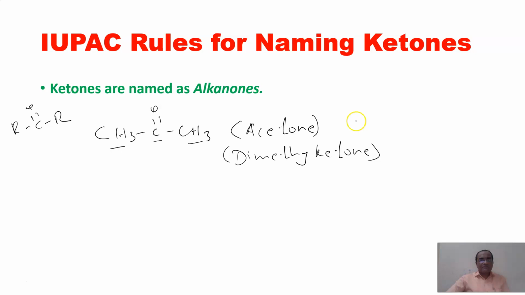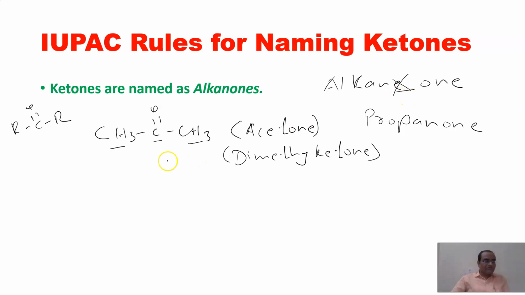The name of this compound as per IUPAC, there are 3 carbons, so it will be propanone. Instead of E, like in case of an alkane, instead of E, we have to write O-N-E in case of a ketone. So drop this E and write O-N-E in front of it.